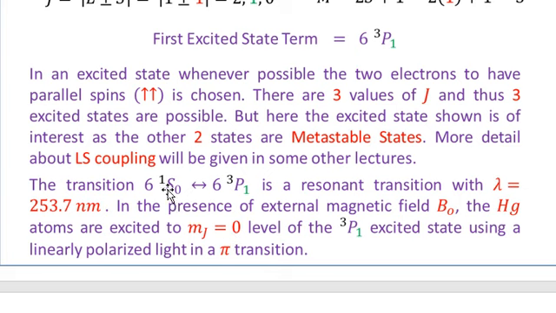So from the ground state, which has only one level, Mj equal to 0, we shall carry out the transition or the excitation from the ground state 1S0 to the Mj equal to 0 state of 3P1 using linearly polarized light in the pi transition, in the pi configuration, where pi means that the electric field of the linearly polarized light is parallel to that of the applied magnetic field.